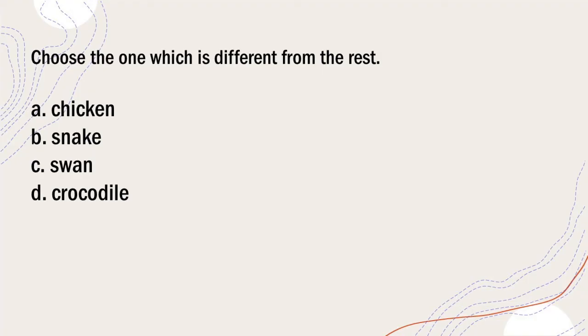So far, we see that 3 of the options, these animals can survive in water. A snake can survive in water, so can a swan and a crocodile. However, the chicken, not so much. So the odd one would be the chicken. And why is it different? It cannot survive in water.